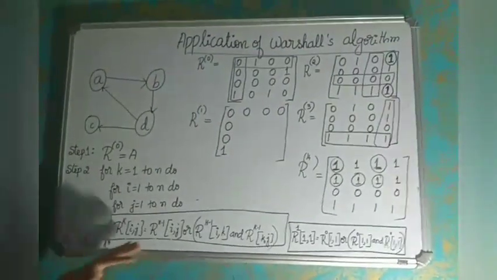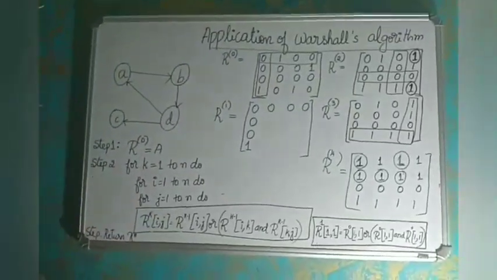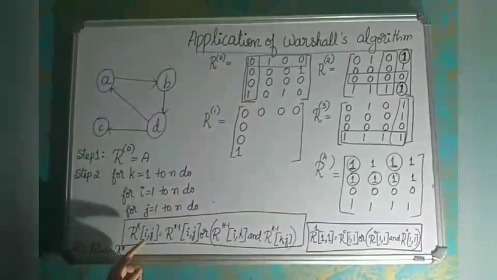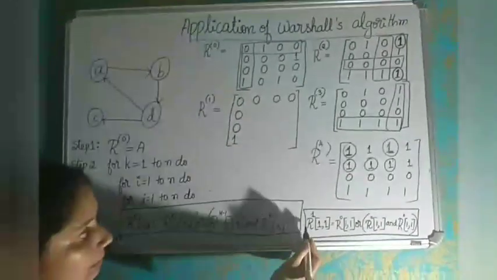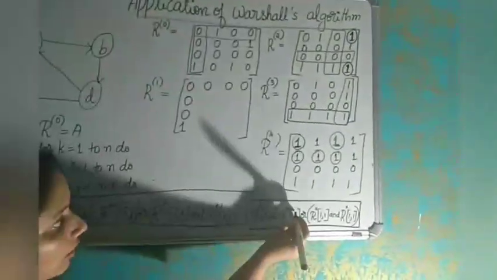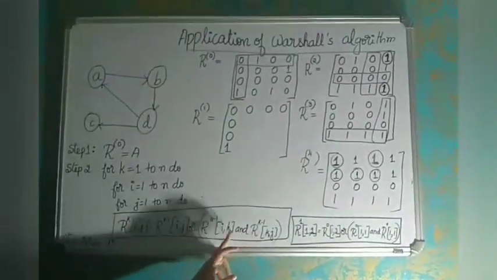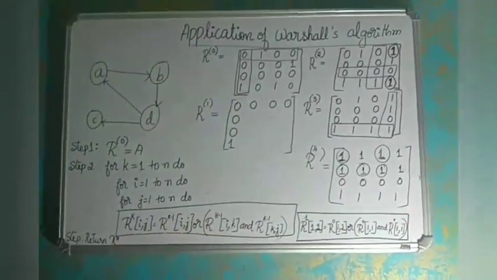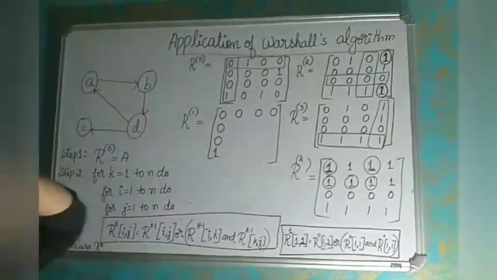Then j will get incremented. The innermost loop is j. So j will get incremented. j becomes 2, so everywhere you have to replace j by 2. So this will become R1 of 1 comma 2, that is equal to R0 of 1 comma 2 or R0 of i and k, that will remain the same, 1 comma 1, and R0 of 1 comma j, that is 2. That is with respect to the second element.